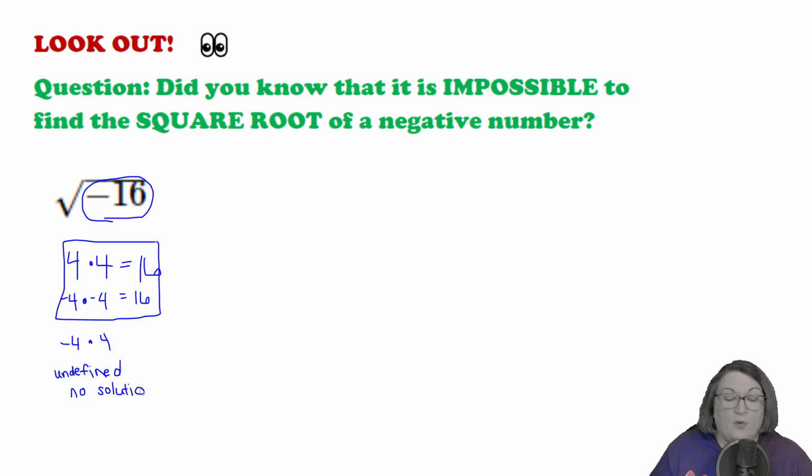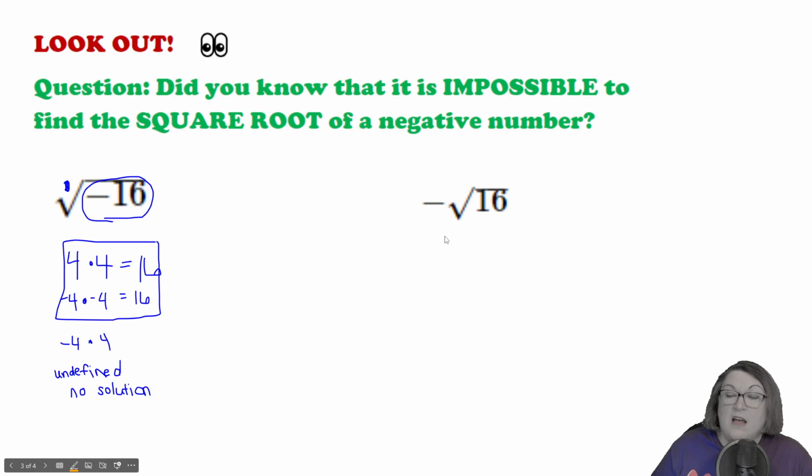So look out for negatives like that. Now, if it was a cube root, we could answer that, but it's not. It's a square root. So we can't take the square root of a negative number. But you might see something like this. And this is very different than this one here on the left. This one, the negative is outside of the radical. So when the negative's outside, it's like a negative 1 times whatever the square root of 16 is.